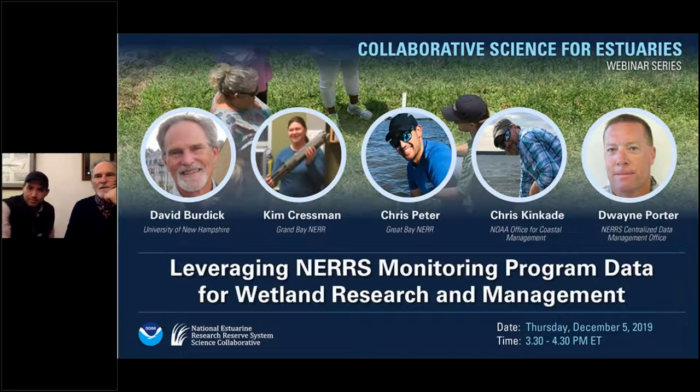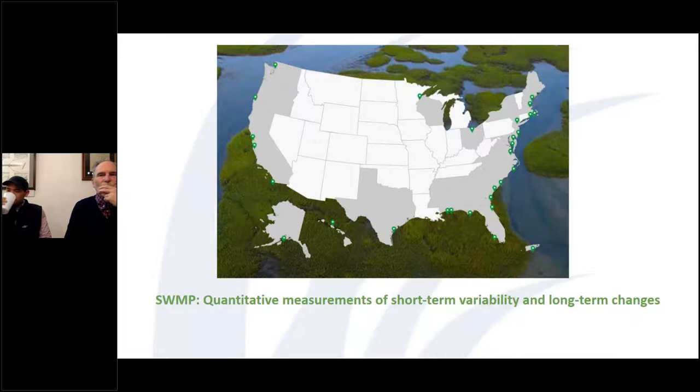Great. Thanks, Nick. Given that survey and seeing that about 60% of us are either new to looking at monitoring data of the reserves, we thought we'd take a couple minutes giving some background. So the National Estuarine Research Reserve established our system-wide monitoring program, or SWMP, in 1995, with its primary mission to develop quantitative measurements of short-term variability and long-term changes in the water quality, biological systems, and land use and land cover characteristics of estuarine ecosystems to inform effective coastal zone management.